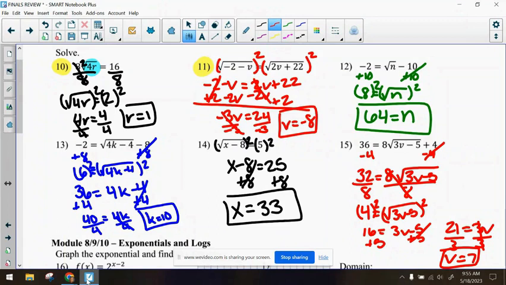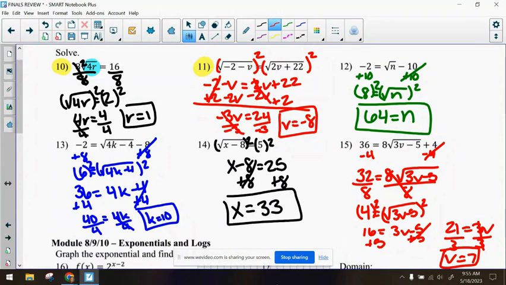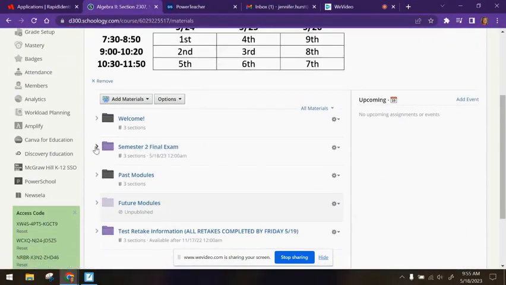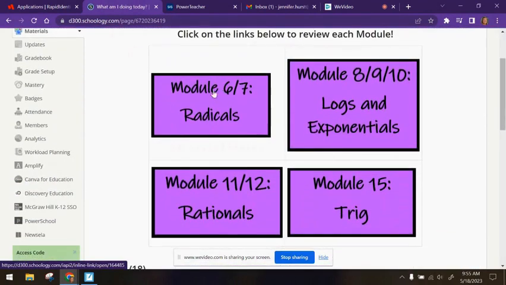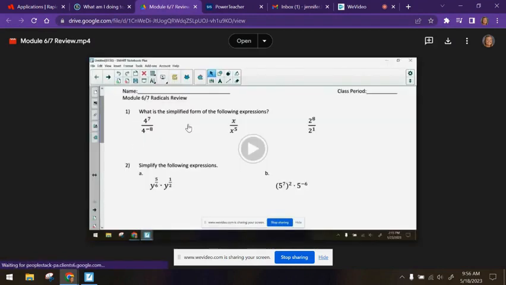If you still need additional guidance on how to solve problems in Module 6-7, my suggestion to you would be that on your Schoology page for review, you have these links that will take you back to the original module where we learn this information. So if I click on Module 6-7, I'm taken to the review that we did in this section. And if I click on the review video, I have an entire video on how to do more of these problems specifically. And that would be a huge help as well.